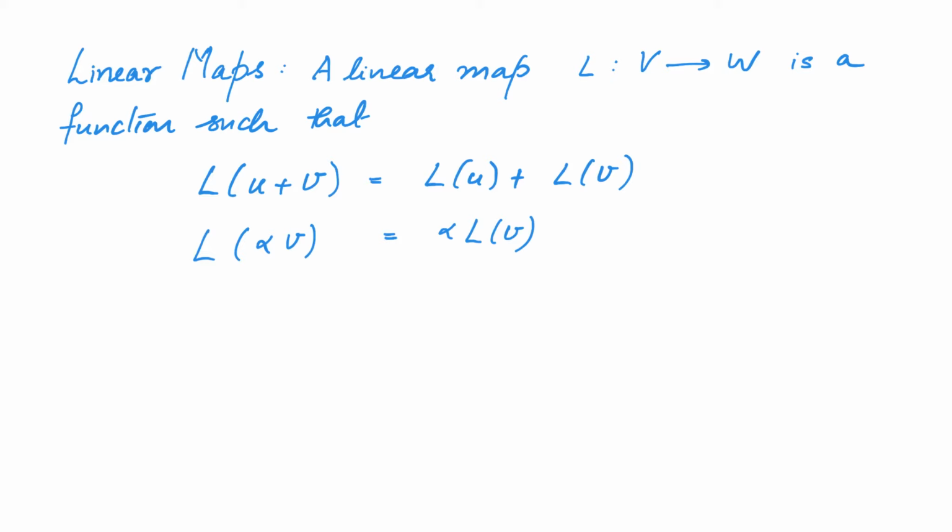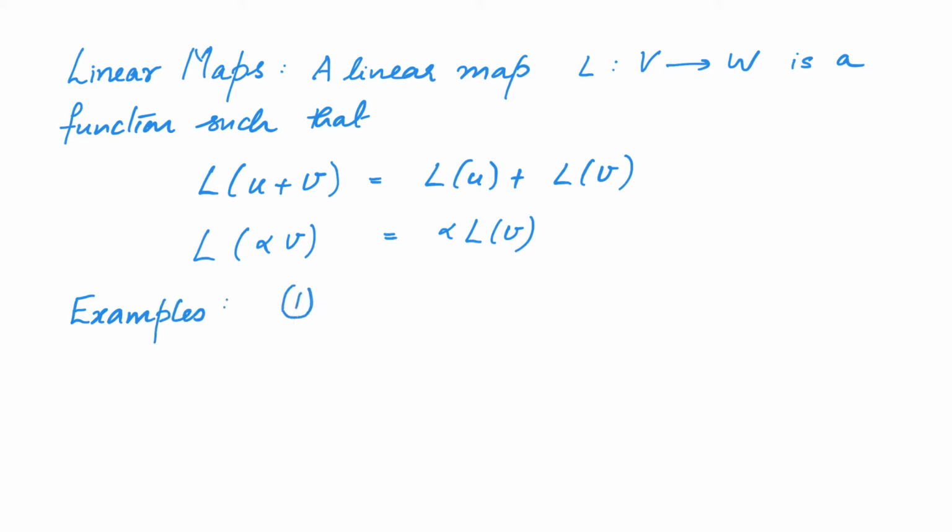or a linear map. A linear map L from V to W is a function that satisfies two conditions. It preserves vector addition and scalar multiplication. In other words, L of u plus v is equal to L of u plus L of v, and L of alpha times v is equal to alpha times L of v. Let us now look at some examples, starting with some of the examples we had seen before.